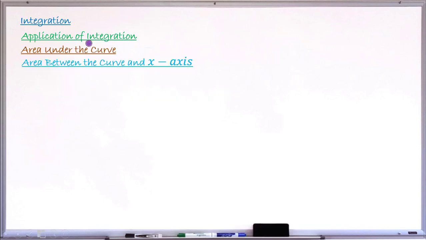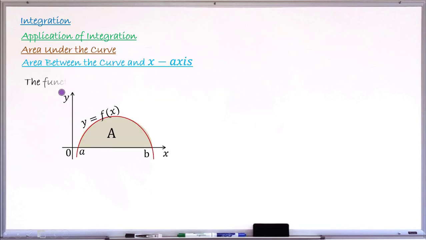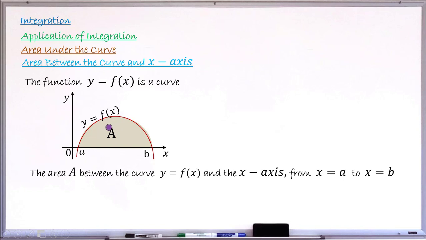So the area between the curve and the x-axis: suppose you have the curve y equals f of x. This is a curve, as you can see displayed here. This is your Cartesian plane, and this is the curve y equals f of x. So the area A, that is the area of this shaded portion between the curve and the x-axis. Look at your x-axis, that is the area enclosed by the x-axis and the curve. Look at it, this is the shaded portion denoted by capital letter A.